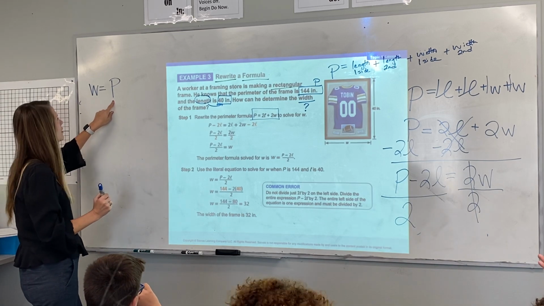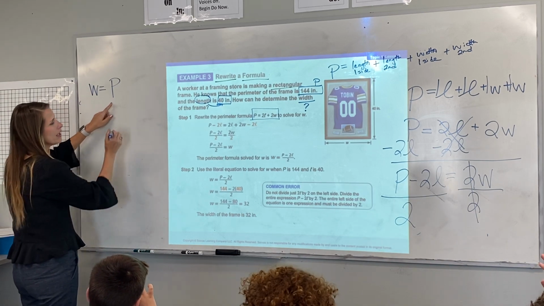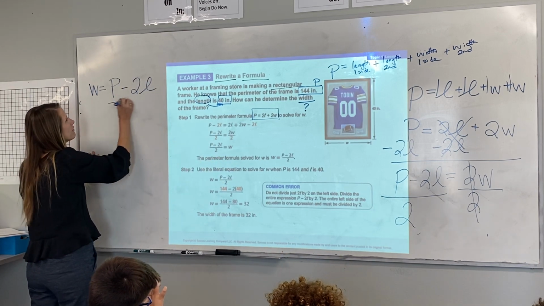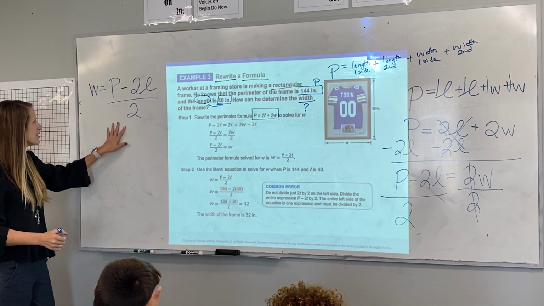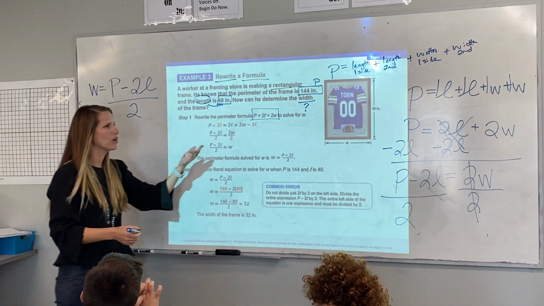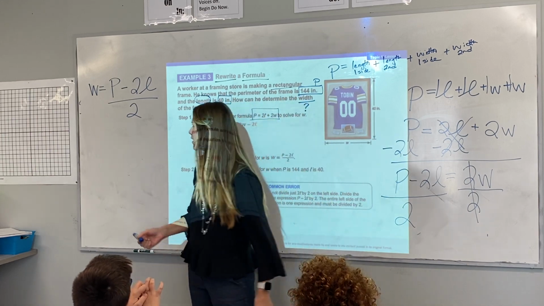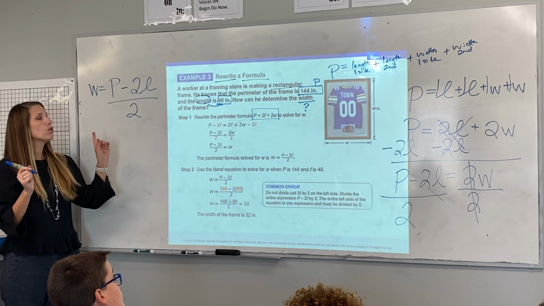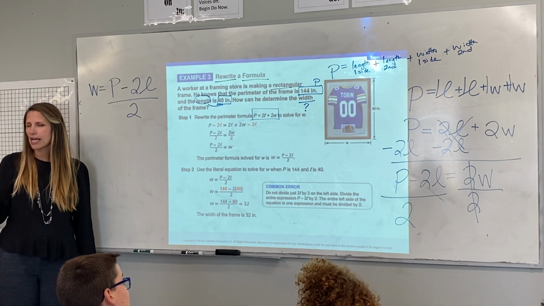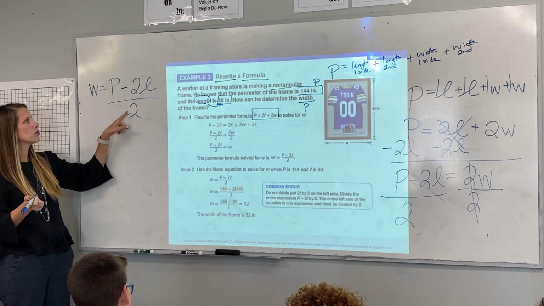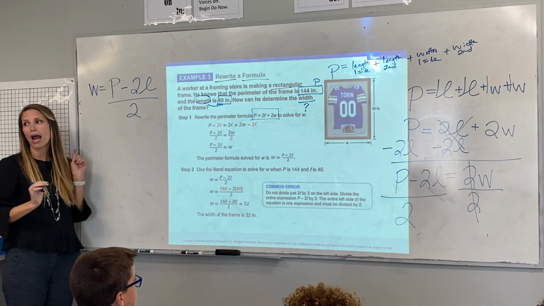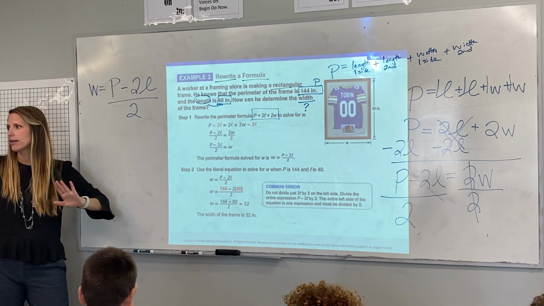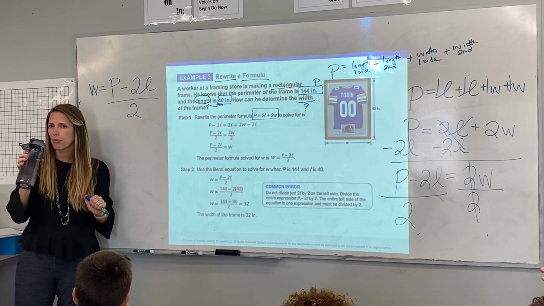W equals P minus, I'm just rewriting what I have over here, minus 2L divided by 2. This formula looks even worse than the one we had here, so why do we want it like this? Because you can cancel out that 2. Oh, that's really good, you are my order of operations guy today. We actually can't cancel out the 2's because 2 is involved in a subtraction problem. It is involved in multiplication, but it's also involved in subtraction, so you can't overstep the order of operations, okay?